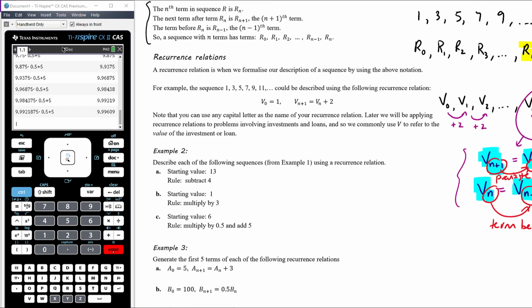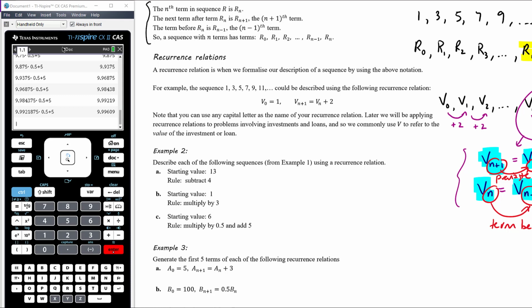The reason we commonly use V is because we're going to look at this in the context of financial applications, and we often use V because we're referring to the value of the investment or the value of the loan. Okay, so we want to now describe each of the following sequences, which are the same ones we wrote out in example 1, using a recurrence relation.